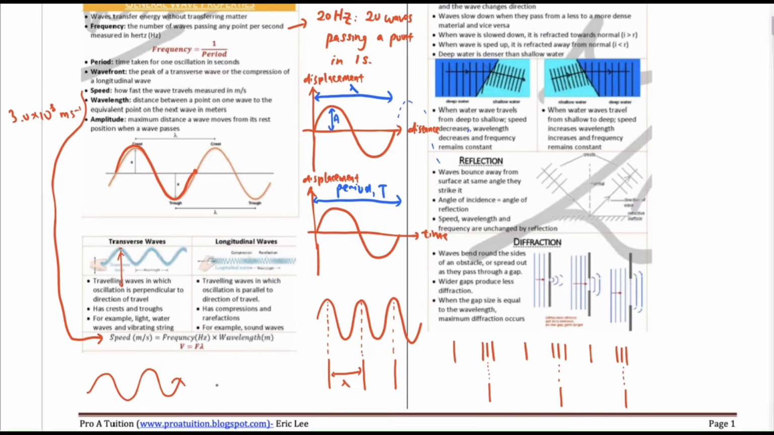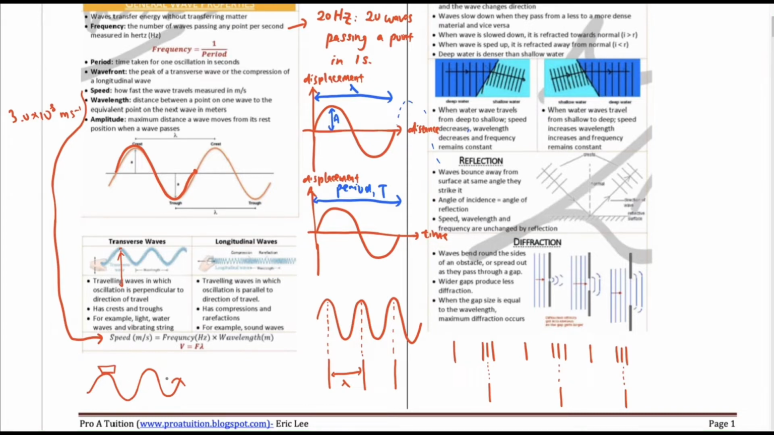The water wave goes in front. That is the direction of travel. And the oscillation is up and down. So how to imagine it? You just put a float or maybe a boat on the water wave, then you can see the float or the boat moving up and down. So it shows the oscillations of the water wave.